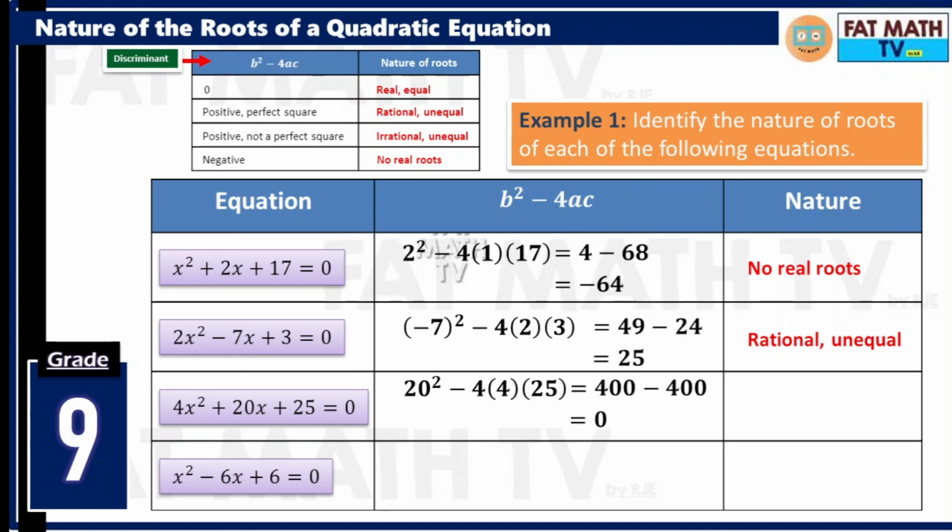So 400 minus 400 is 0. So if the discriminant is 0, we have real and equal roots.